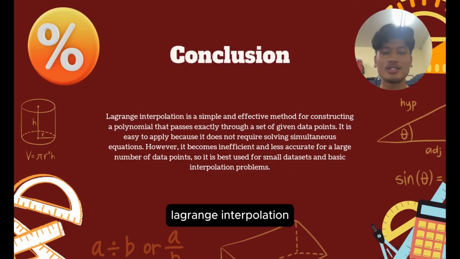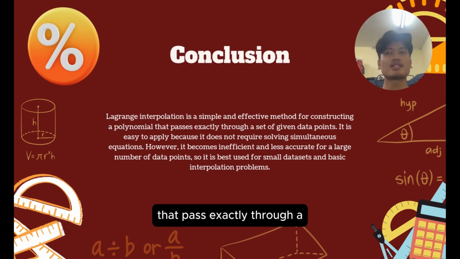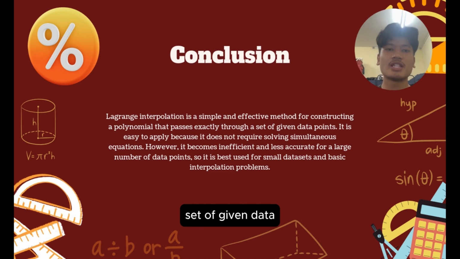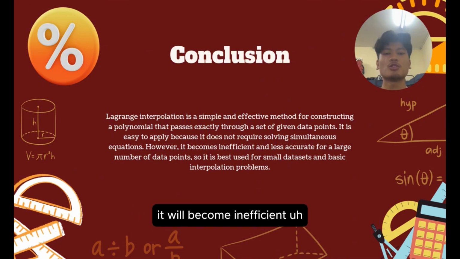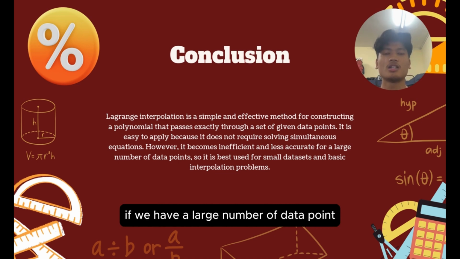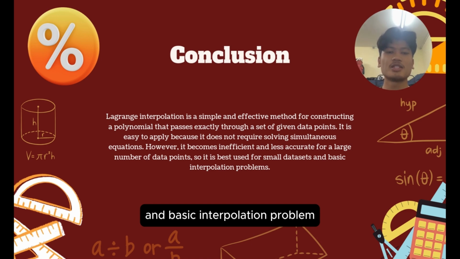Now we move to the final part, which is the conclusion. Lagrange interpolation is a method for constructing a polynomial that passes exactly through a set of given data. It is easy to apply because it does not require solving simultaneous equations. However, it becomes inefficient if we have a large number of data points. So it is best used when we have small data sets and basic interpolation problems. That's all from us. Thank you.